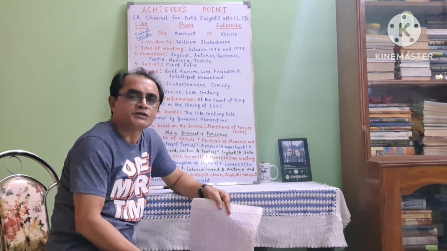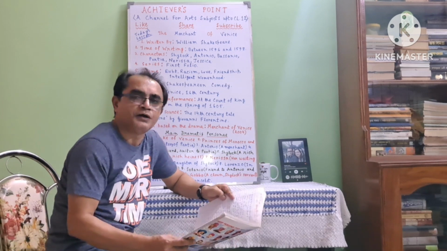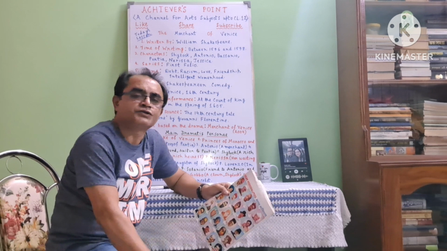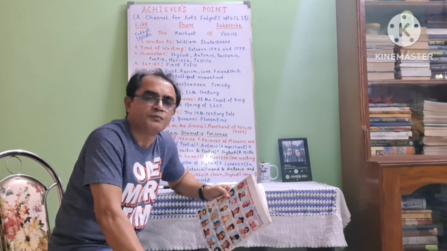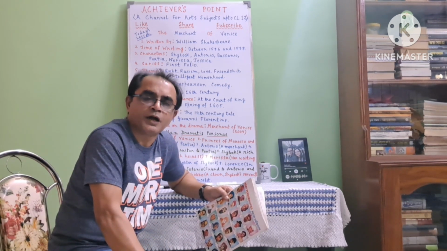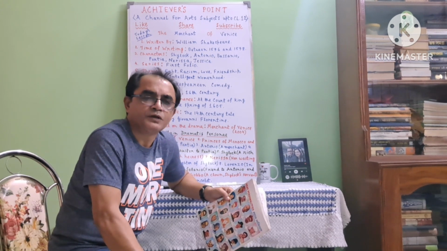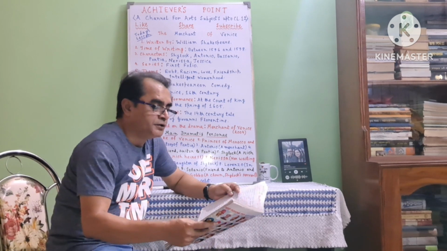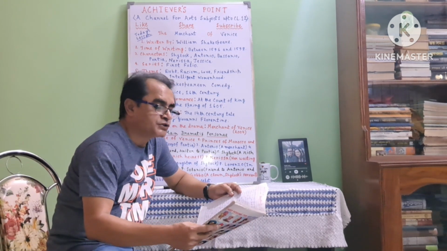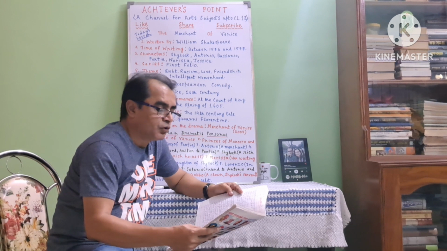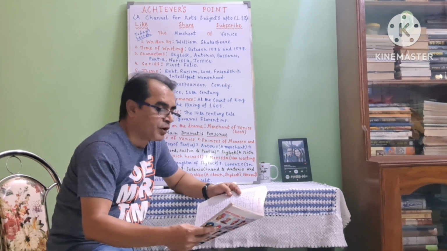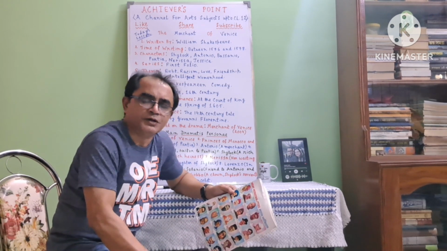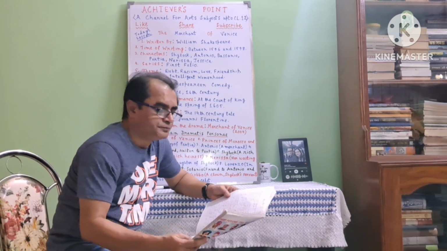Bassanio forbade his friend; he told him not to sign this condition. But Antonio was confident. Antonio said that before the time passes, my ships will come back and I can easily return the money, even with interest also, to Shylock. Number 10 point, Antonio signed that agreement, although Bassanio tried to prevent him from doing so. As Antonio was confident, he signed the bond.